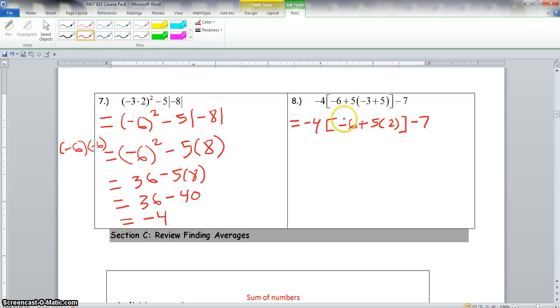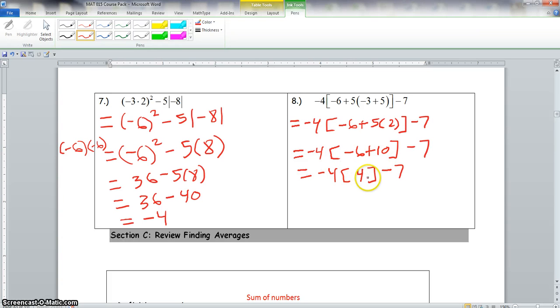So we go back inside this bracket here. We know we cannot do anything with this parenthesis, so we have addition and multiplication. We would do the multiplication first. So you add negative 4, bracket, negative 6, 5 times 2 is 10, bracket, minus 7. So we go back inside this bracket here. We add negative 6 plus 10, which gives us 4. So it'll be negative 4 times 4 minus 7. Because we know 10 is furthest away from 0 than negative 6, so we'll keep its sign.